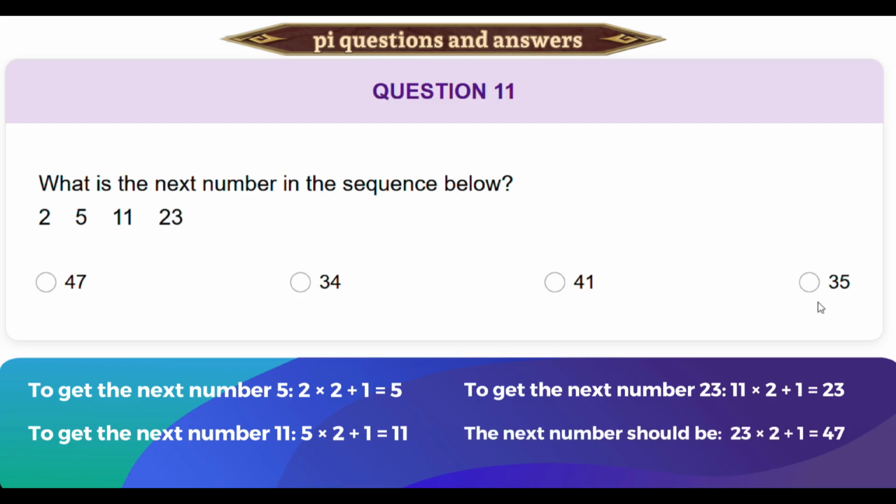Next number calculation. Following the same rule, 23 times 2 is 46, plus 1 equals 47. Final answer: the correct next number is 47.